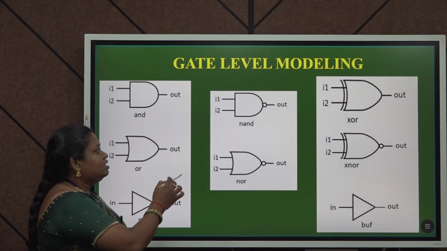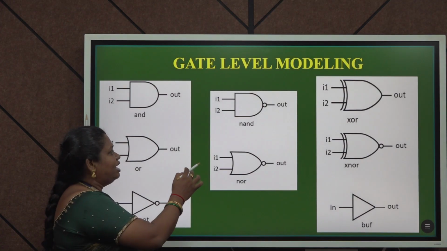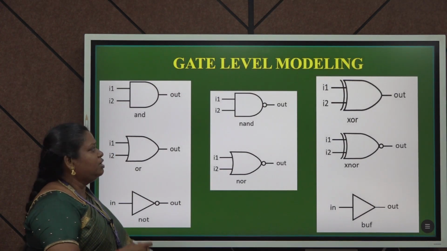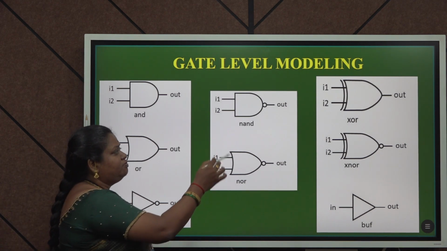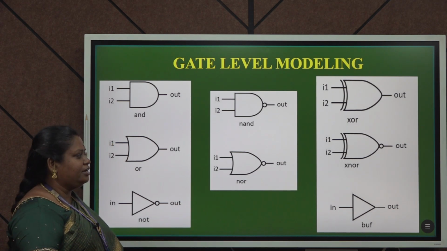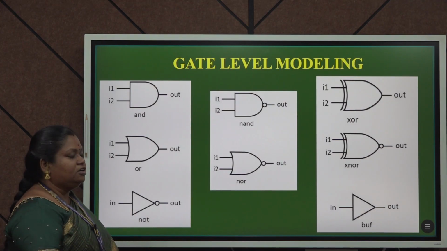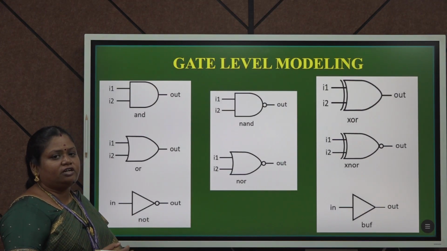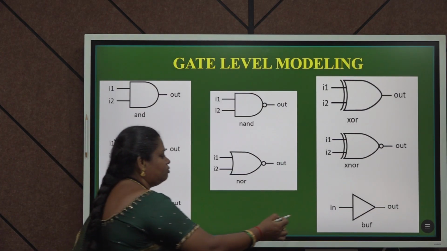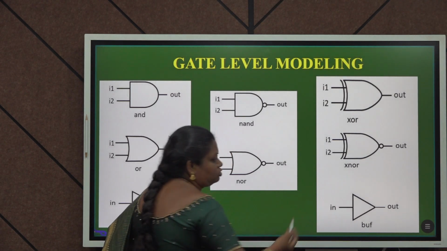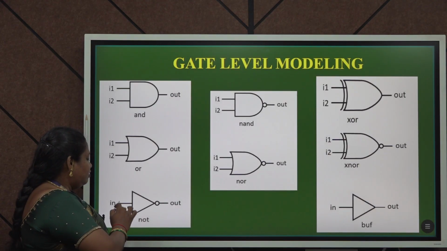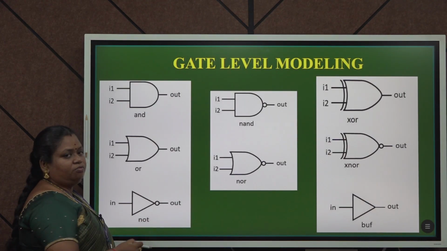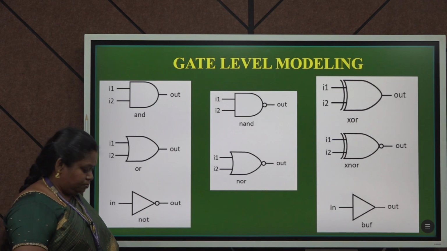The next one is the universal gates, which are NAND and NOR. The symbol representation is given here for a 2-input NAND and NOR, followed by the XOR gate, the XNOR gate, and the last one is a buffer. The difference between an inverter and a buffer is that the buffer fetches whatever input is given to the output. But the NOT gate, that is the inverter, fetches the complement of the input to the output.